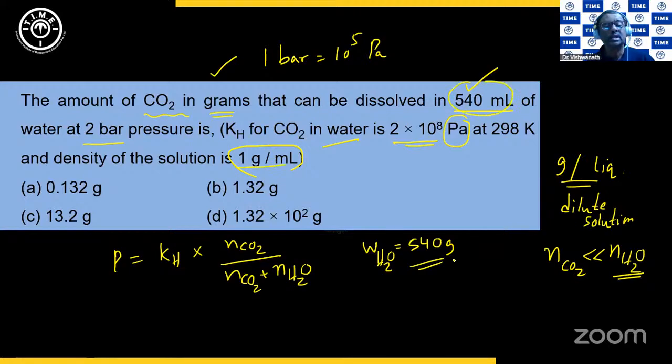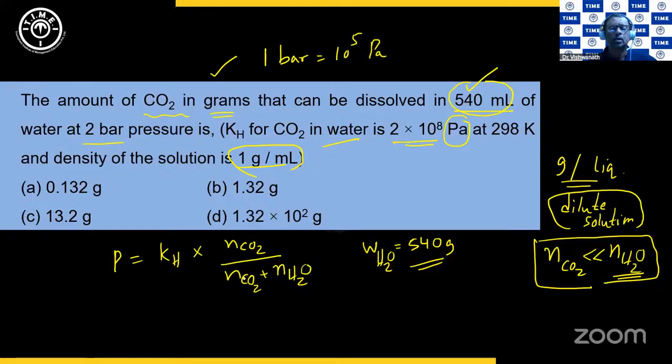So the solution's density and the density of water are almost the same. Why? Because there is so little gas in water. And you know that Henry's law is valid only for a dilute solution, is it not? So I'll ignore this nCO2 in the denominator. It is something like a drop added to the ocean. This is the ocean now, because it is completely water based, right?